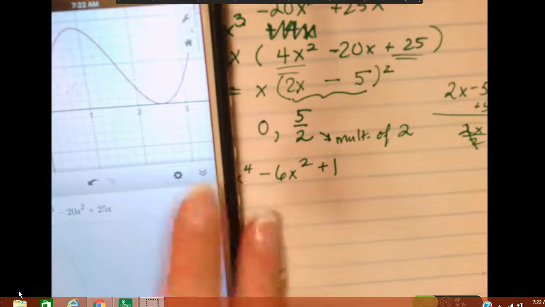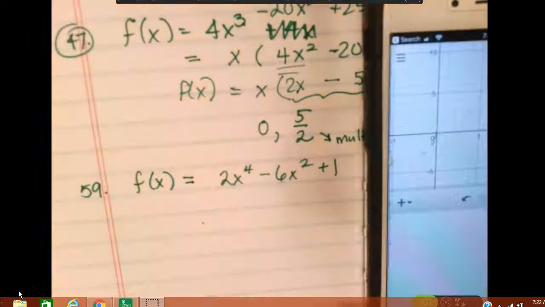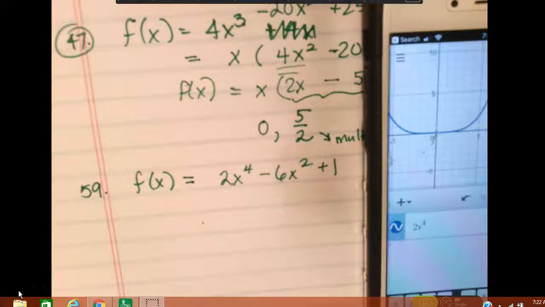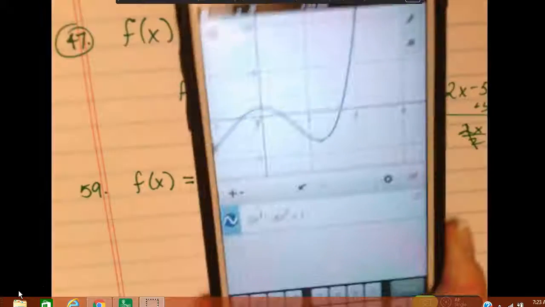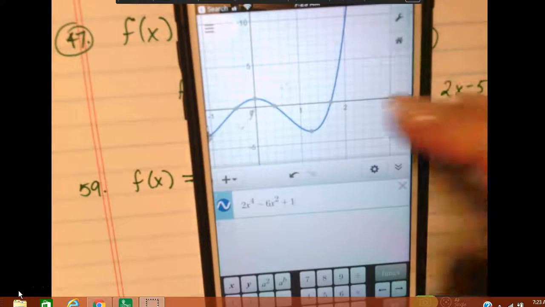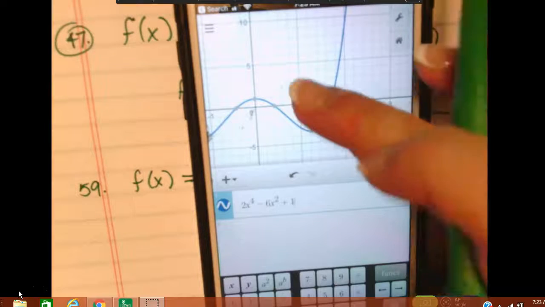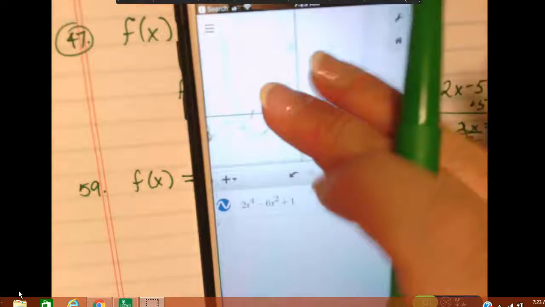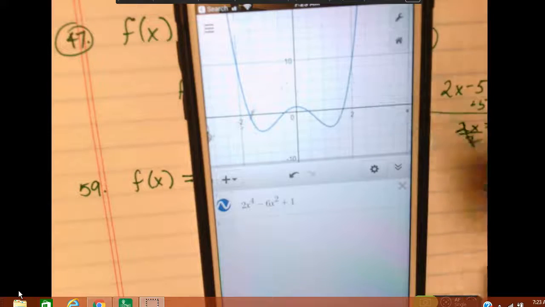I'm just going to plug it in. Get rid of that other one. So 2x to the 4th minus 6x squared plus 1. It's kind of interesting to see what happens to the graph also as you type the different pieces of the equation in. Normally to the 4th I would expect it to be both opening. So this tells me I should change my window just so I can verify that.